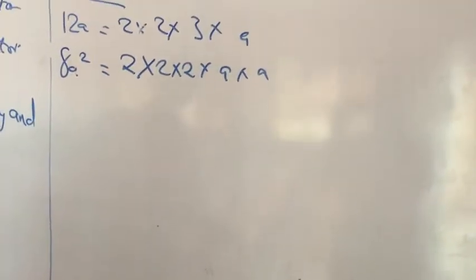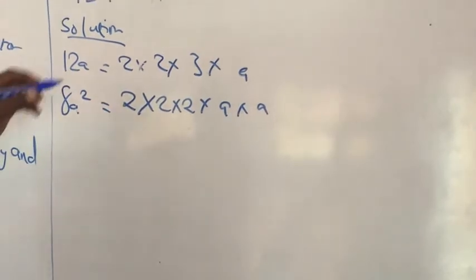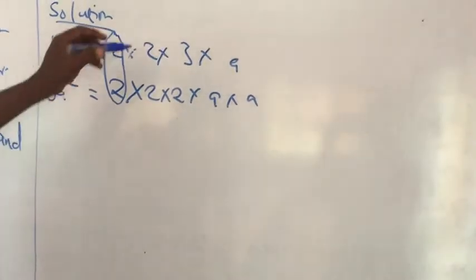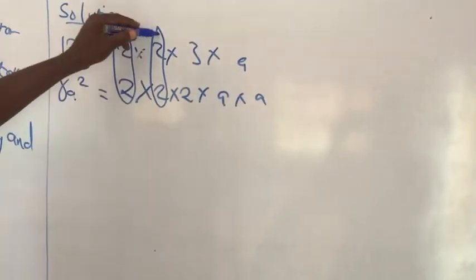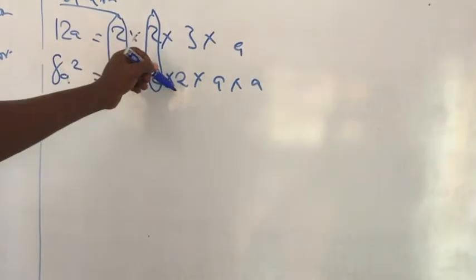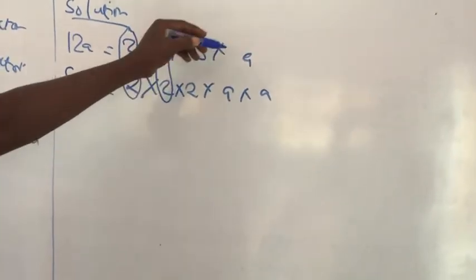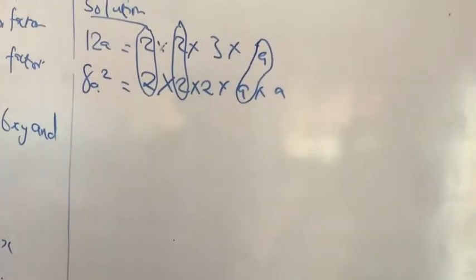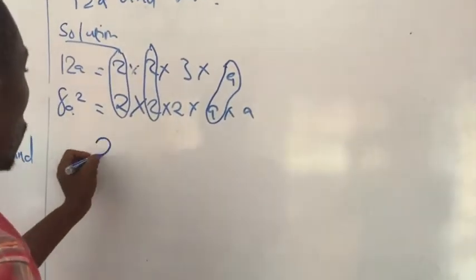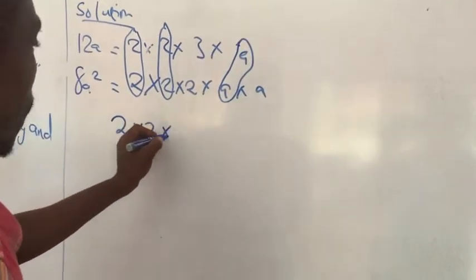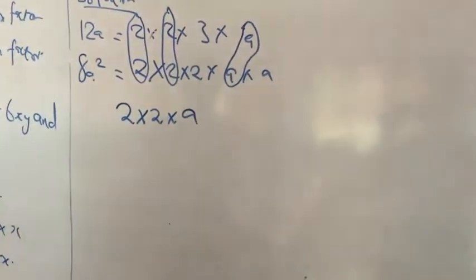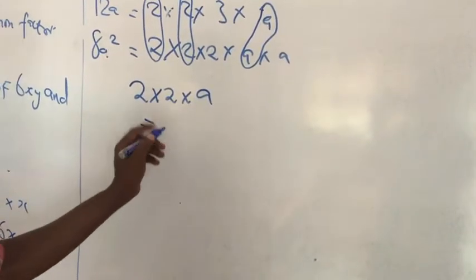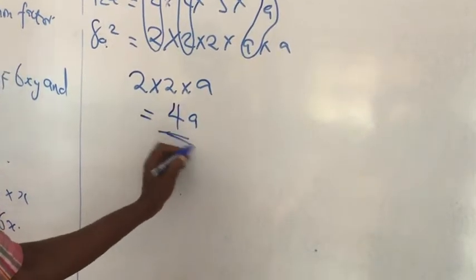Now, what are those values that are common to both sides? You can see that we have a 2 here that is common to both sides. This one also, 2 is common to both sides. 3 is here, 3 is not here, so it's not common. And a is common to both sides. So we now have 2 times 2 times a, which is what is common to both sides. Our answer will become 2 times 2, which is 4, 4 times a is 4a. That is our answer.